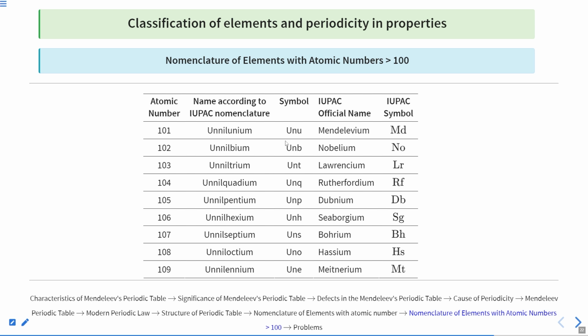Now if I talk about the trivial names, then 101 is named after Mendeleev, which is Mendeleevium. 102 is Nobelium. 103 is Lawrencium. 104 is Rutherfordium. 105 is Dubnium. 106 is Seaborgium. 107 is Bohrium. 108 is Hassium. And 109 is Meitnerium. Okay, clear?